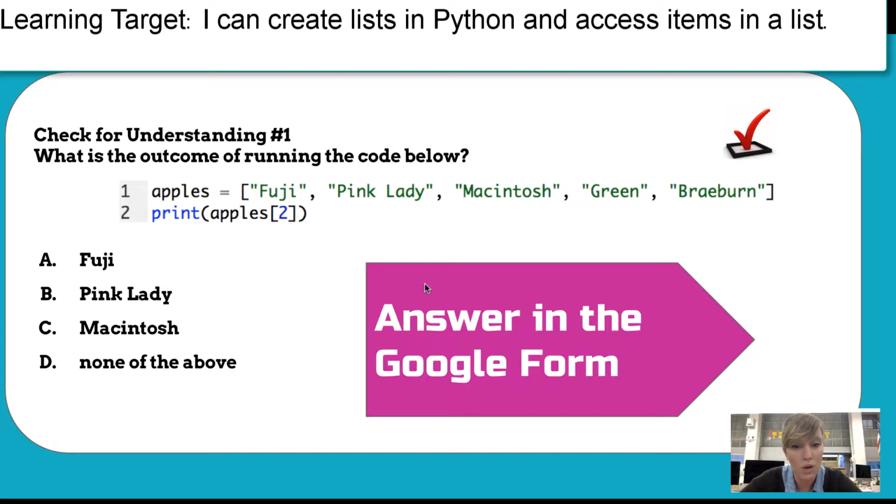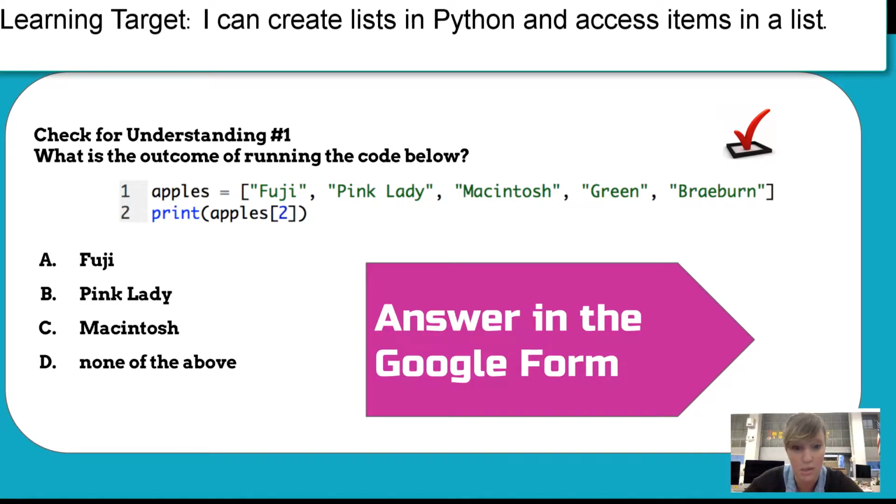So this is the first check for understanding. You are going to answer in the Google form that's on Google Classroom. You can check the link there. So what is the outcome of running this code? You have a list here, and then there's a print statement. What do you think is going to happen? At the very end of the Google form, it will correct them all for you so you can check your responses.